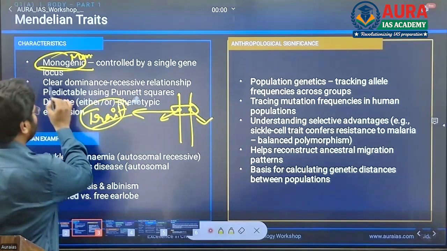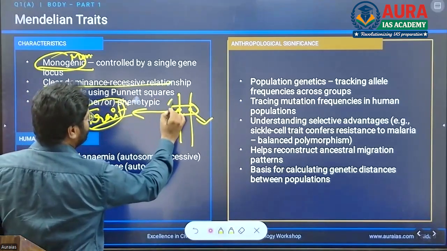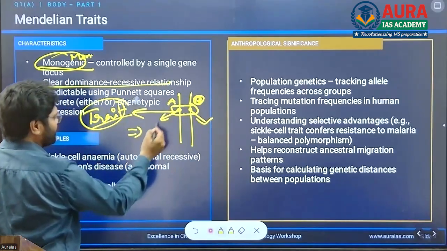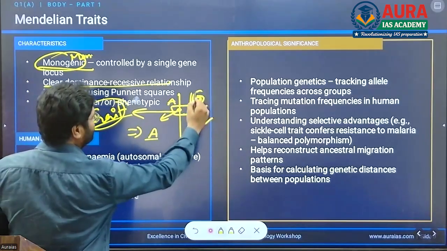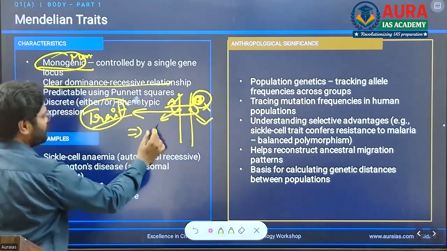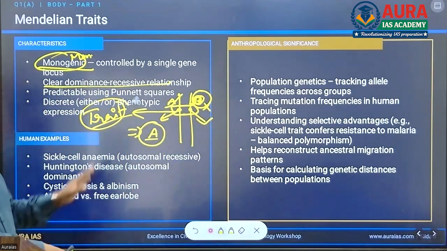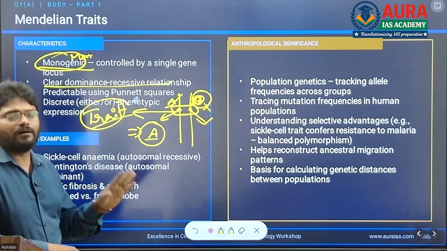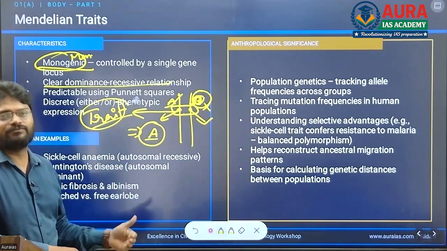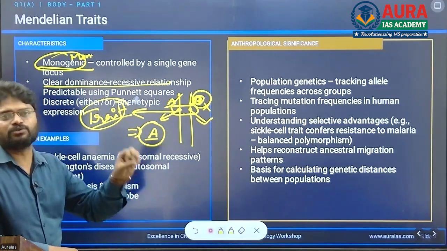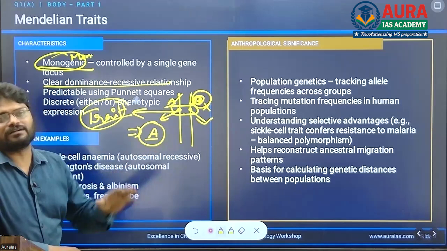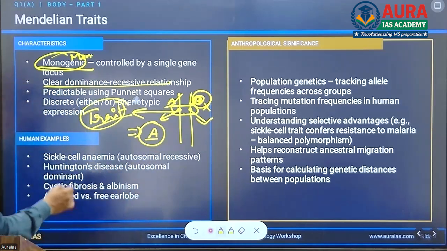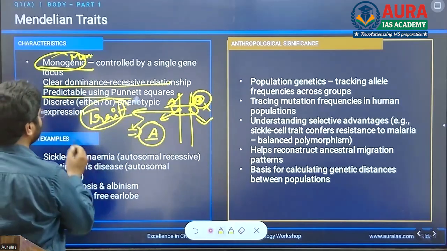Clear dominance per se: here two contrasting alleles are there, like A and O. Only one allele is expressed, the other one is suppressed. This one we call the law of dominance. This is how they follow a clear-cut relationship of dominance and recessive. If we know which one is recessive and which is dominant, we can predict what kind of blood group is inherited by the offspring. So predictability, that we already discussed.